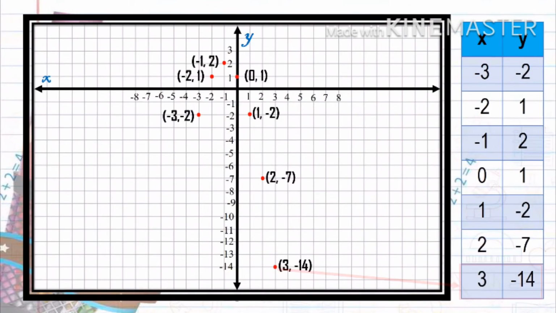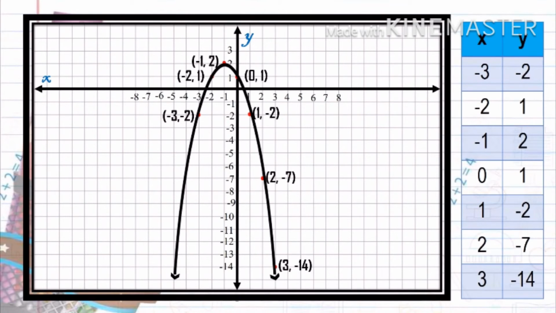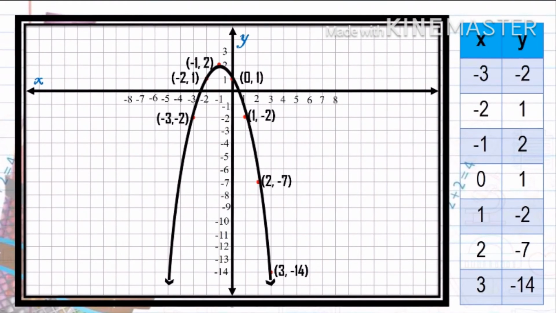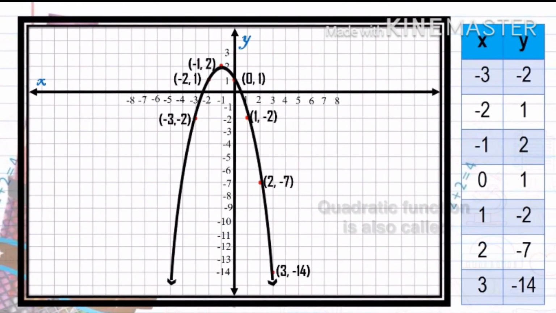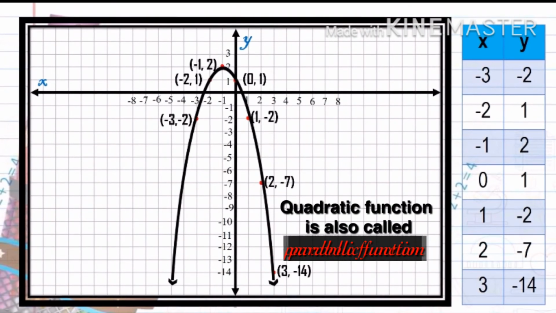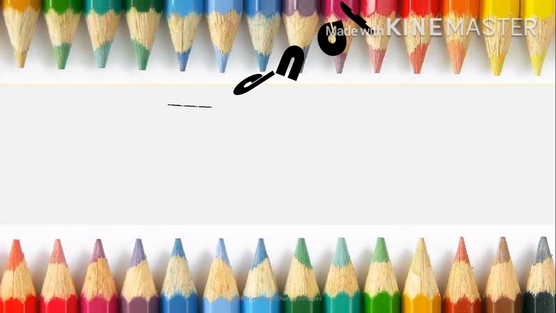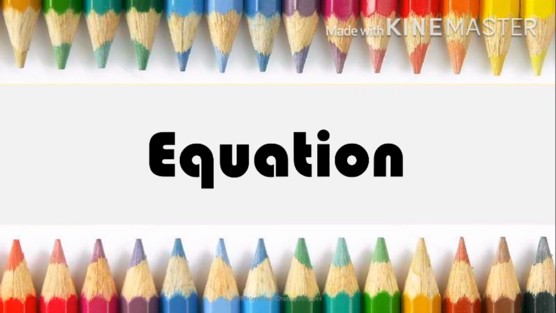Then, draw a smooth curve connecting the points on the Cartesian plane. The graph of f of x is equal to negative x squared minus 2x plus 1 is a curve. Class, what do we call that curve? Okay, very good. That curve is called a parabola. This is the reason why quadratic function is also called parabolic function. Lastly, we can also represent quadratic function using equation.